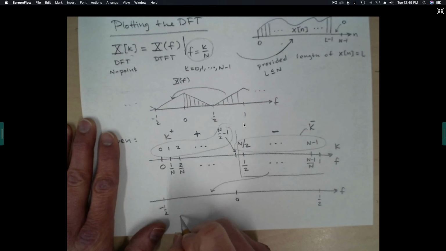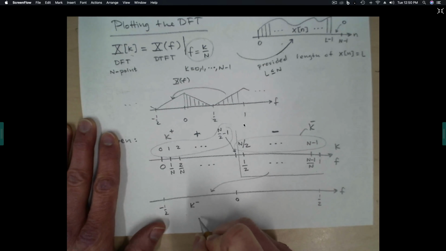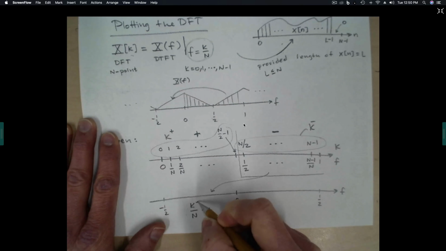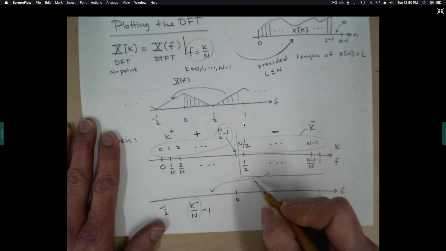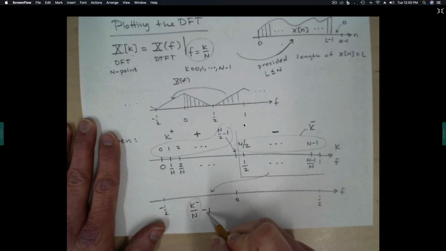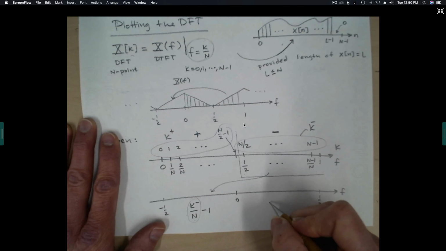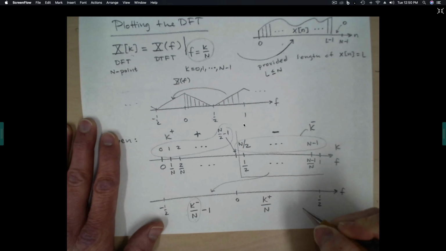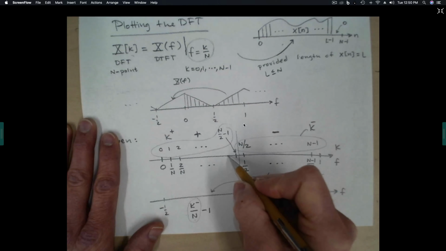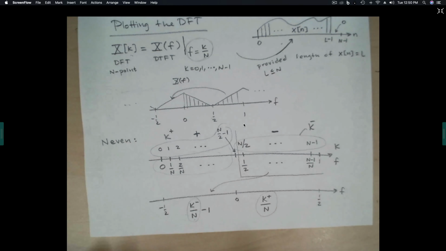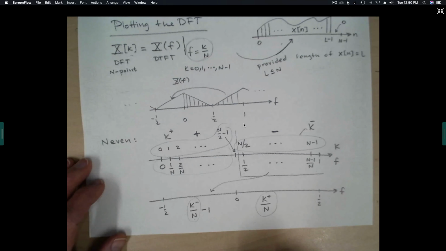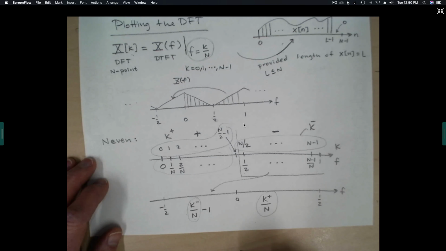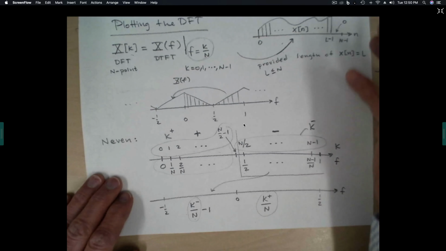The way that we're going to generate those is we'll take k negative divided by n, subtract 1. So k negative over n gives us frequencies between 1/2 and 1, and then we'll subtract 1, that's the aliasing. And then the frequencies over here will be k positive divided by n, and we don't have to do anything to these frequencies because they're already scaled between 0 and 1/2. So that's what happens in the even case. And in the odd case, it's a lot the same.